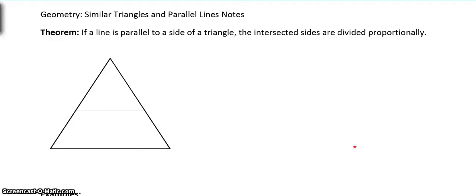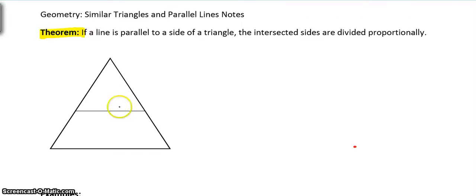Today we're going to look at similar triangles and parallel lines. We're going to start with our first theorem. And the theorem states, if a line is parallel to a side of a triangle, the intersected sides are divided proportionally. Proportionally. Again, that's the key word there.